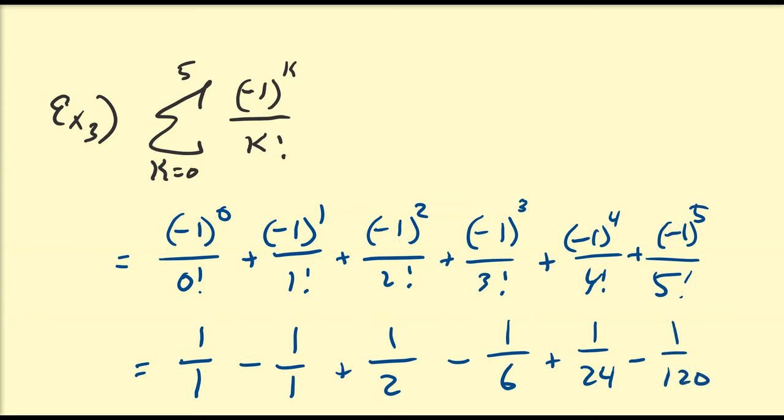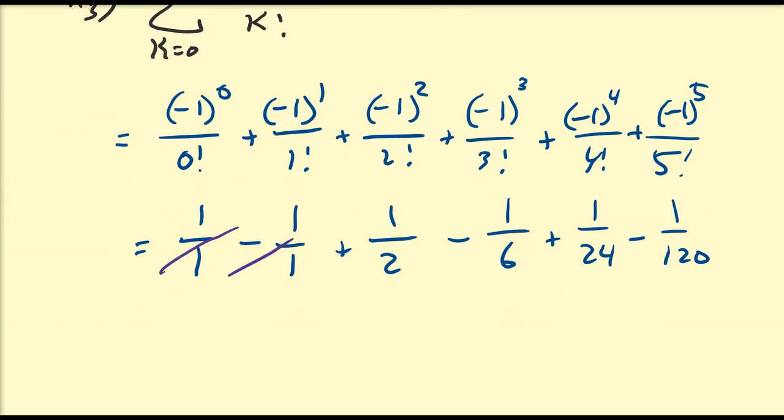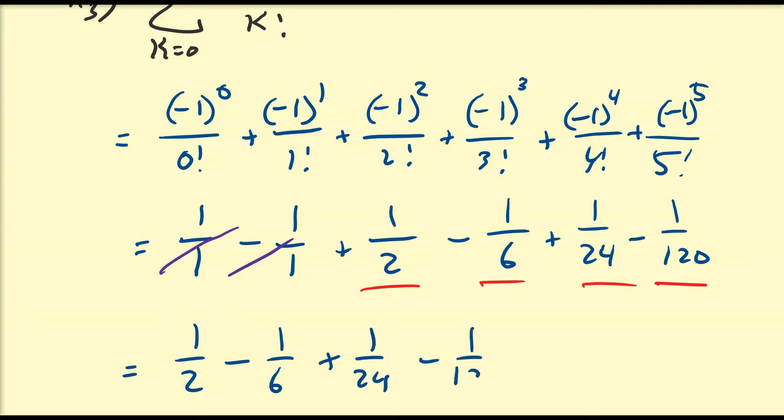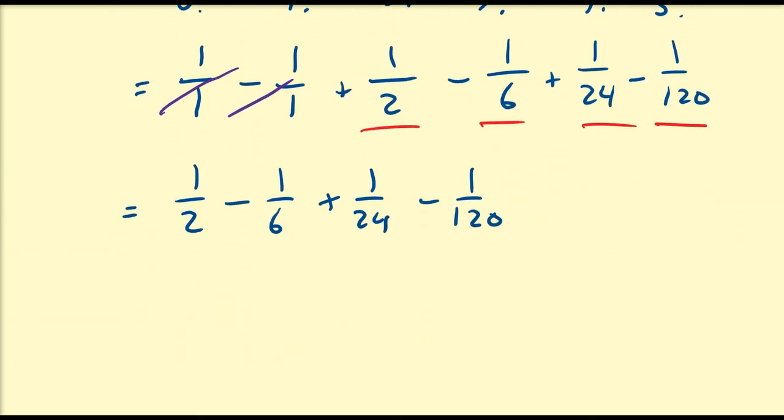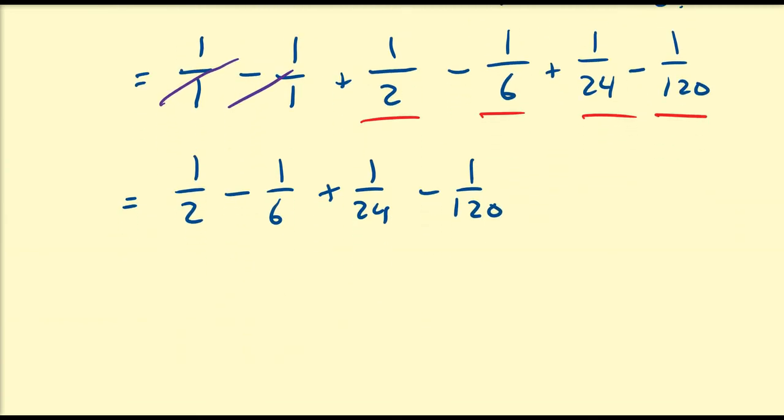minus 1 over 120. So we know 1 minus 1 is 0, and then we have 1 half minus 1 sixth plus 1 over 24 minus 1 over 120. Then you can use a common denominator strategy to get what that would be equal to. I'm just going to leave the details for you in case you're interested. Once you work out all those details, you should get this as equal to 11 over 30 once you simplify.